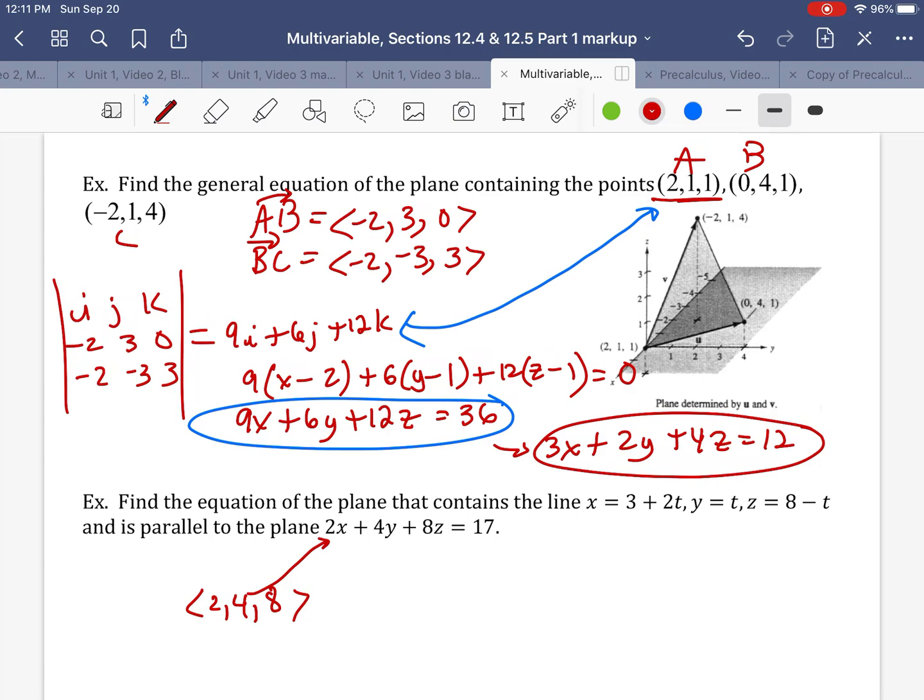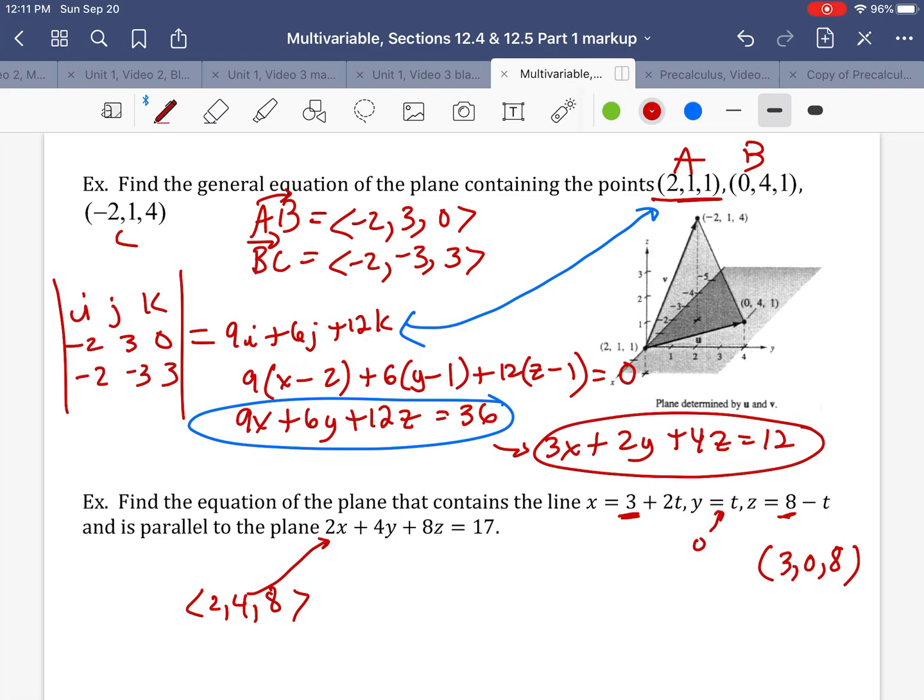So that's where I'm going to use the line given to me. It says the equation of the plane that contains this line. So this line is on my plane. So what I'm going to do is snag away the point that this line goes through, 3, 0, 8. So I'm going to use these two pieces of information and go ahead and get my equation.